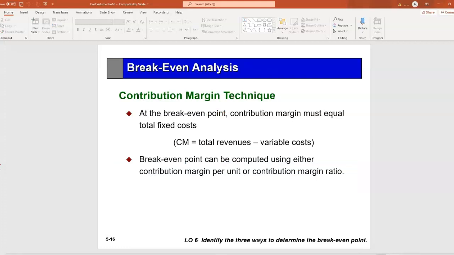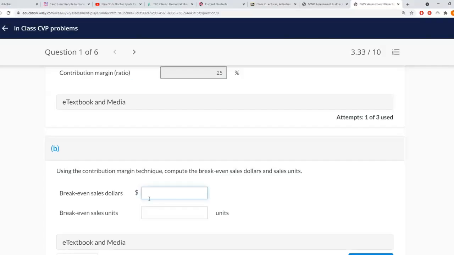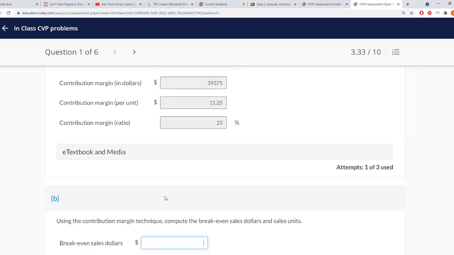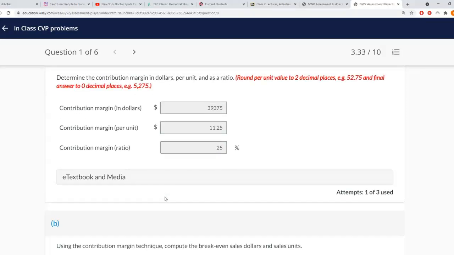At the break-even point, contribution margin must equal total fixed cost. So you need the fixed cost. And do you want the answer in dollars or units here? It will be in dollars. Okay, so you use the ratio. That's all.